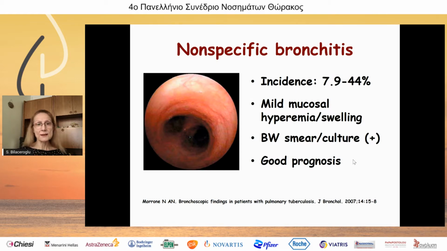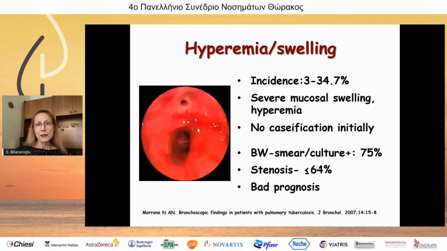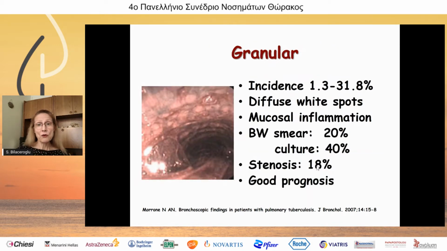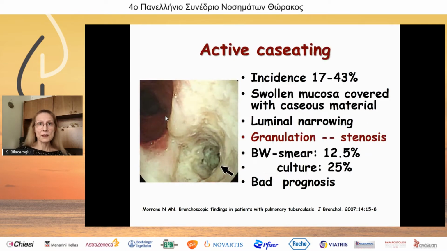Non-specific bronchitis, as in this picture, is mild mucosal hyperemia and swelling. There is a good prognosis. There are not many cases having stenosis. The hyperemic swelling form has a bad prognosis. The stenosis can occur in up to 64% of the cases. Granular form has a good prognosis; the view during bronchoscopy is with diffuse white spots. Stenosis can occur in less than 20% of the cases.